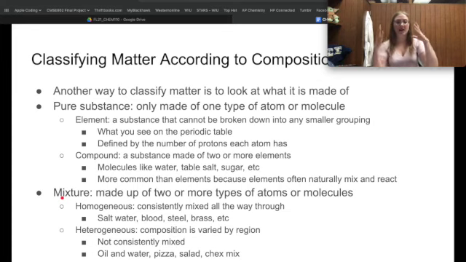So again, we have pure substances. You can have an element with only one type of atom. You can have a compound, a pure substance with one type of molecule. You can have a mixture where you have 2 or more types of molecules that are consistently mixed through, which is homogeneous, or 2 or more types of atoms or molecules that are not mixed consistently, and that would be heterogeneous.